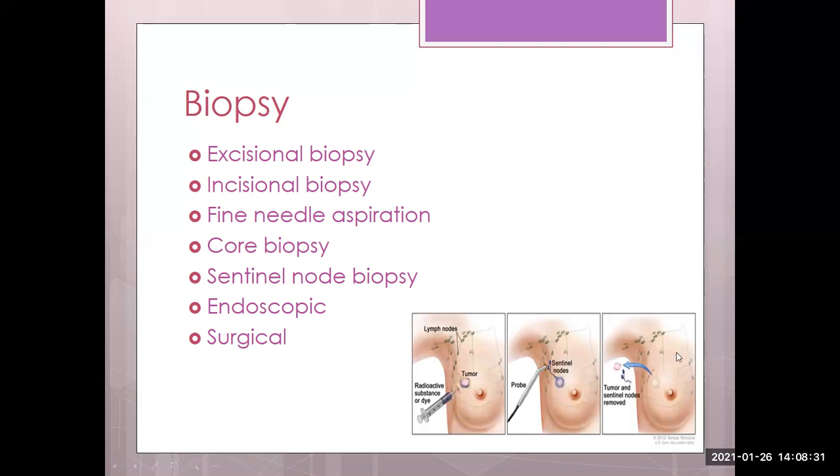Remember not to get confused. A sentinel node biopsy removes the entire node. It's not a needle aspiration, which only removes cells from the tumor itself.